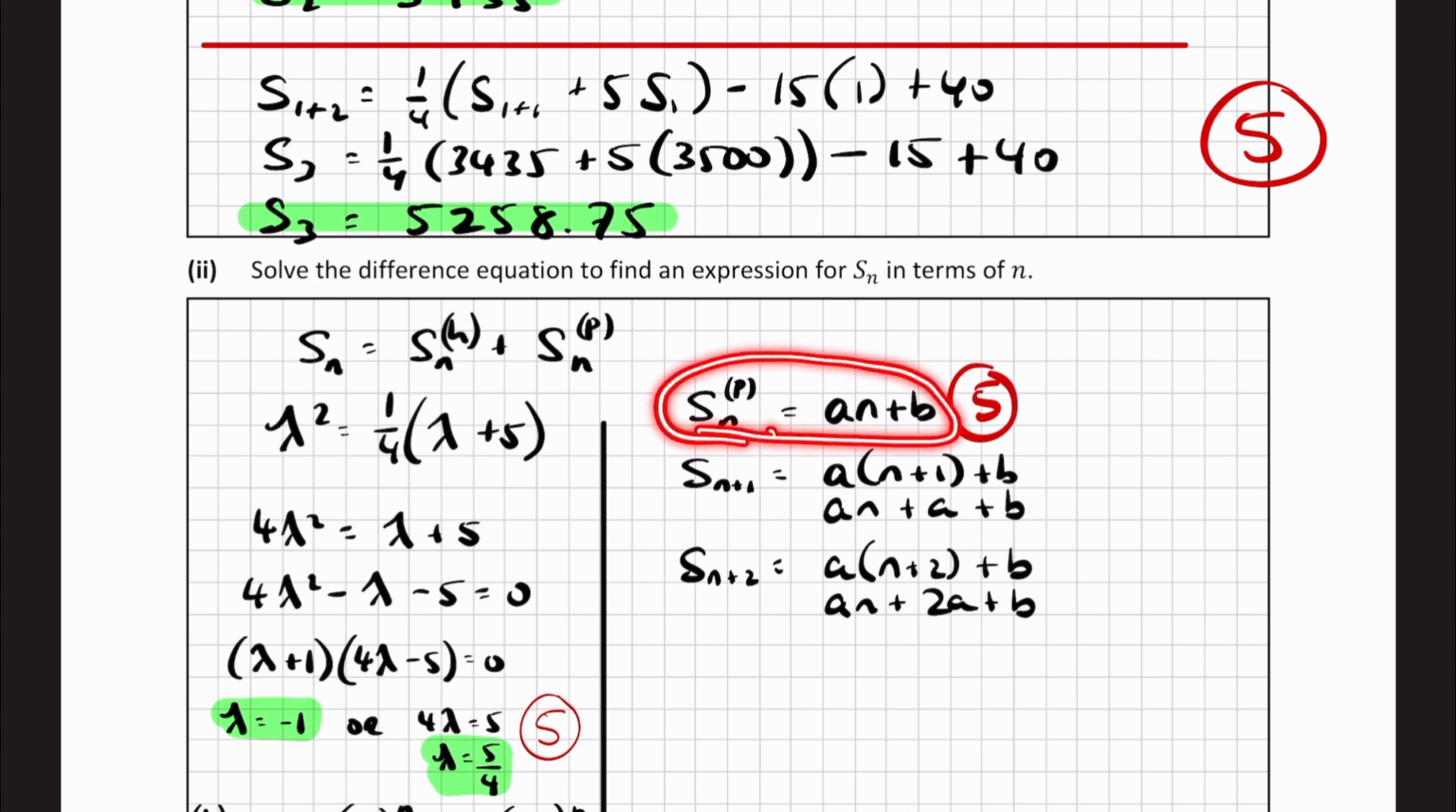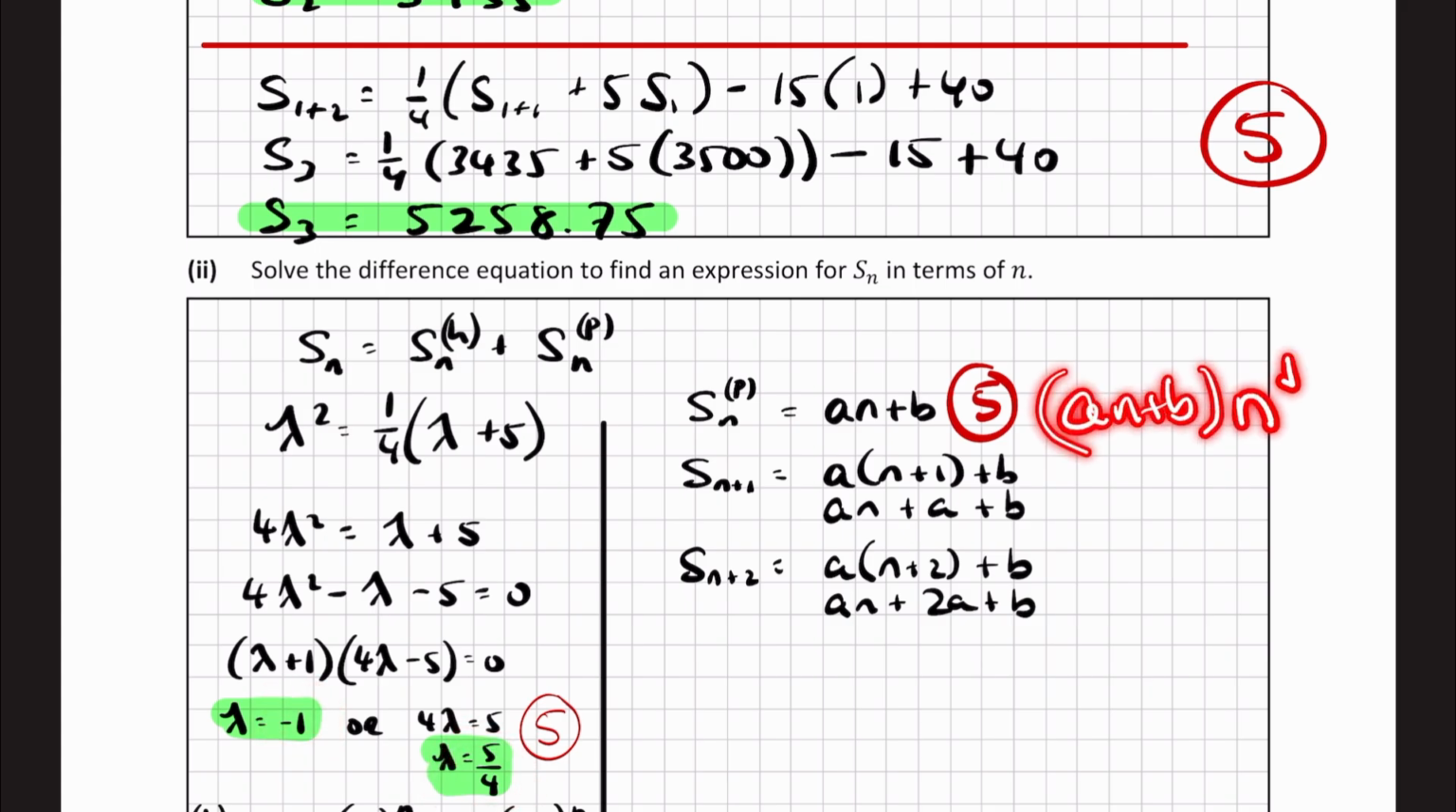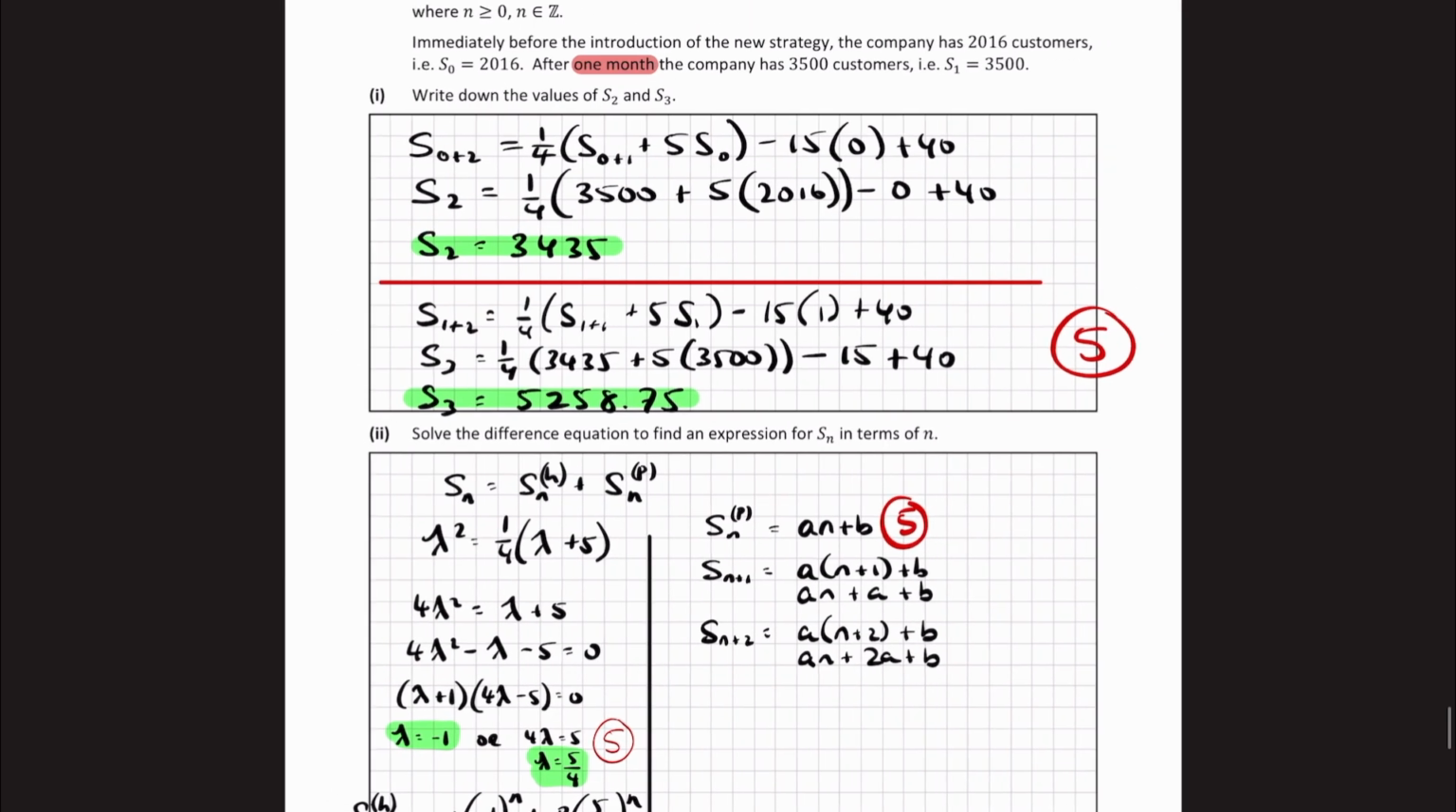Take your first guess at a linear. I would generally, if one of these is 1, I would always multiply it by n to the power of 1, and if they were the same root repeated, I would multiply it by n to the power of 2, and so on. But generally always try that as a first guess, will get you probably to your answer.